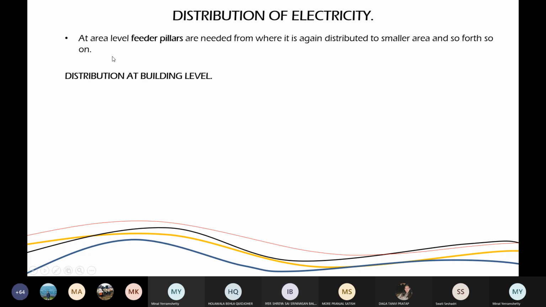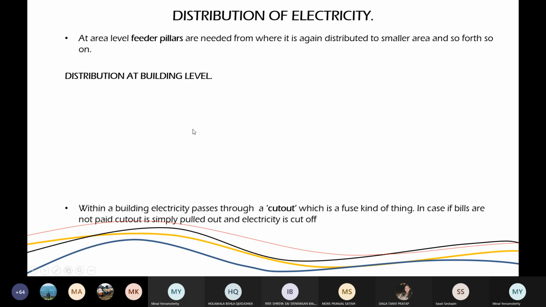It feeds a certain number of buildings. So after every number of buildings, you will have another feeder pillar, which will be supplied from the same substation. So say you have one substation for K West Ward. Now the whole of the K West Ward will be filled with numerous feeder pillars. So remember that. A feeder pillar is nothing but a smaller substation through which your building and surrounding buildings are getting fed electricity. Okay? What is distribution at building level?